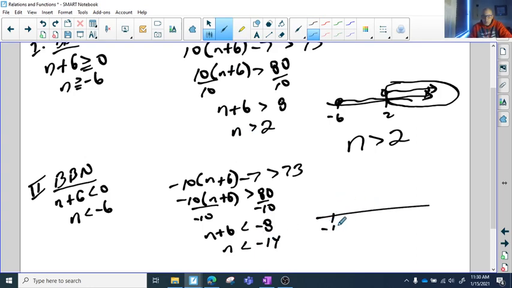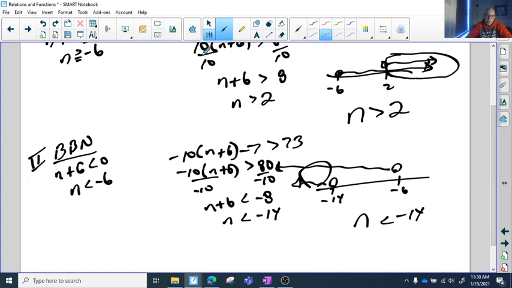Alright, so negative 14 would be here. Negative 6 is bigger than it, so it's to the right of it. Less than negative 14 are all these numbers. Less than negative 6 are all those numbers. There's your overlap. So they overlap for anything less than negative 14.